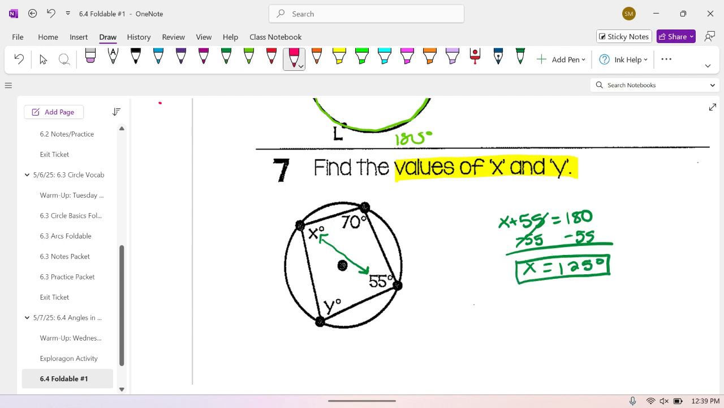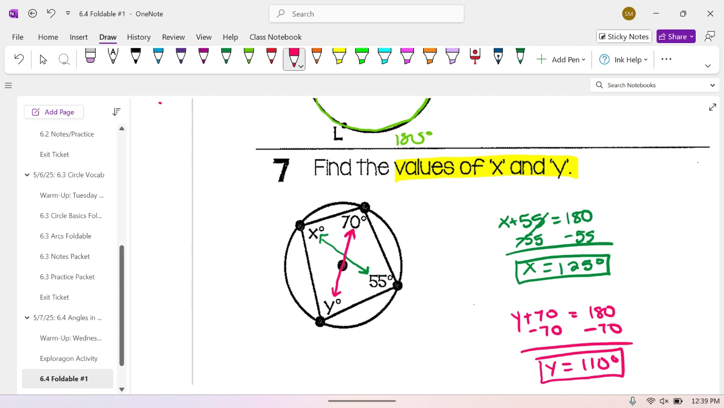What about y? What's its connection? Y is connected to the 70, so we do y plus 70. It'll be equal to what? 180. So subtract 70 from both sides. Y is equal to 110 degrees. Thus, we found our two missing angle measures. Any questions on that one?